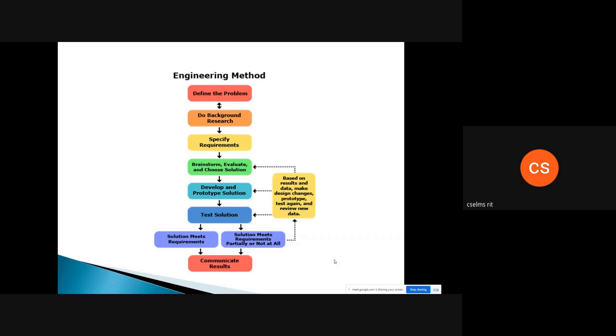In the engineering method, we will define the problem first and do the background research, so that we learn from the past. We will go through the previous projects and their results, the outcomes we got, and after studying them, we will be able to perform the current project. We have to specify all the requirements used to develop a project, choose the solution, and test the solution until we get the correct result.